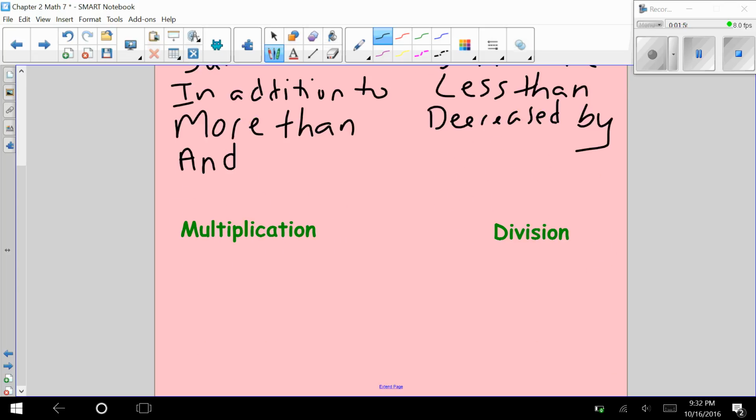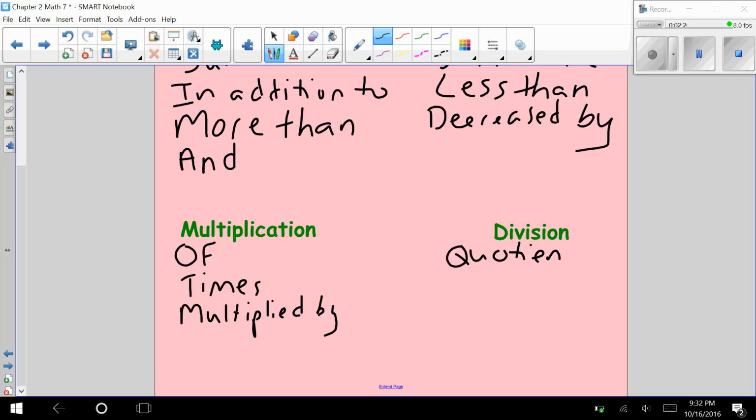For multiplication, one huge one is of. We can use times. We can use multiplied, usually multiplied by. So many different things. Anytime you have something happening over and over, it is multiplication. Division, a few words. We have quotient. Per. Obviously divided by. Big ones include splitting things, anything like that.